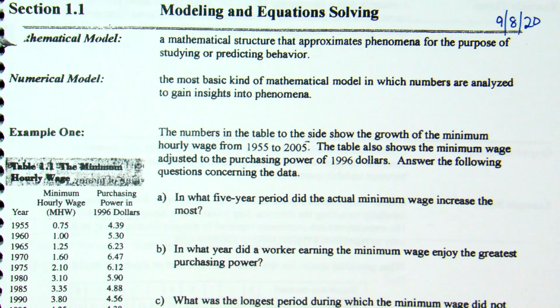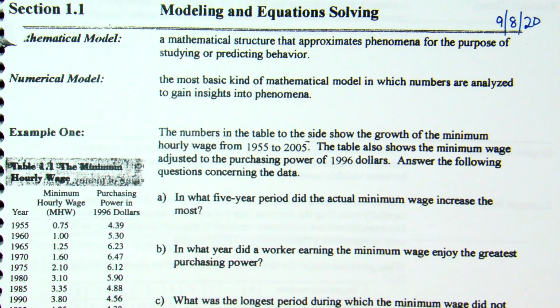So, when we talk about models, a model is a mathematical structure that approximates phenomena for the purpose of studying or predicting behavior. Okay, so taking a bunch of numbers, data about something, examining it, digging into it. And that's what we're going to do with some of these. Now, the first type we're looking at is numerical. We're looking at the numbers here. So the most basic kind of mathematical model in which numbers are analyzed to gain insights into phenomena.